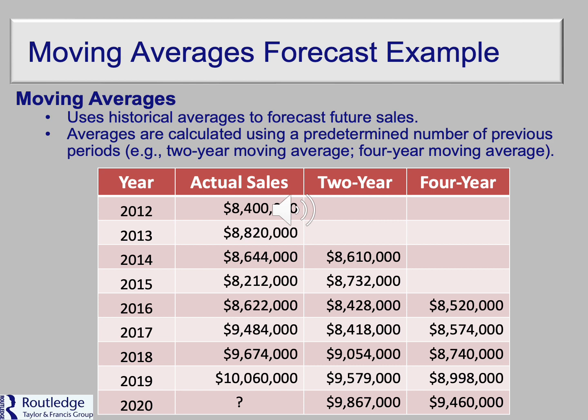So if you look at the chart, let's look at it just quickly. The 2-year average, again, is the sum of the previous 2 years divided by 2. So if we look at 2014, we can see that that was 8,400,000 plus 8,820,000 summed and then divided by 2.